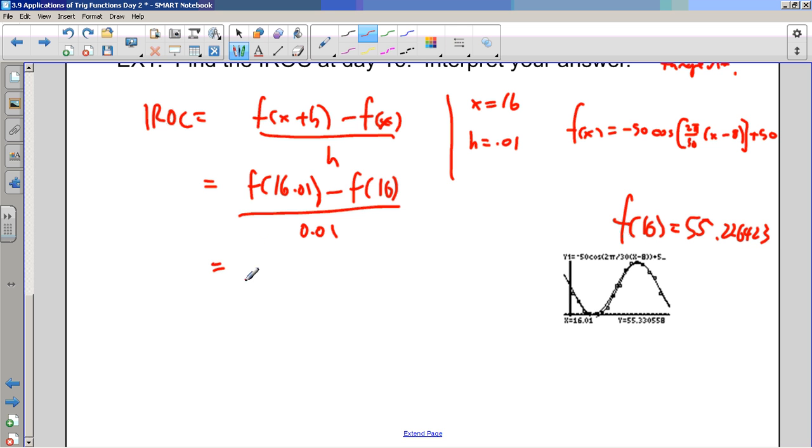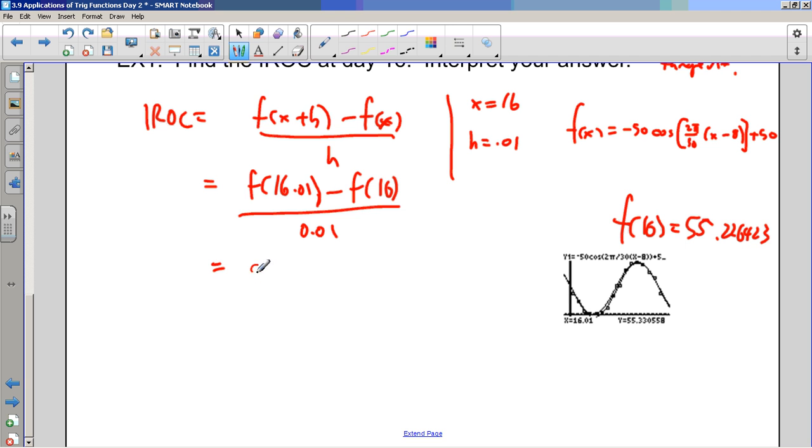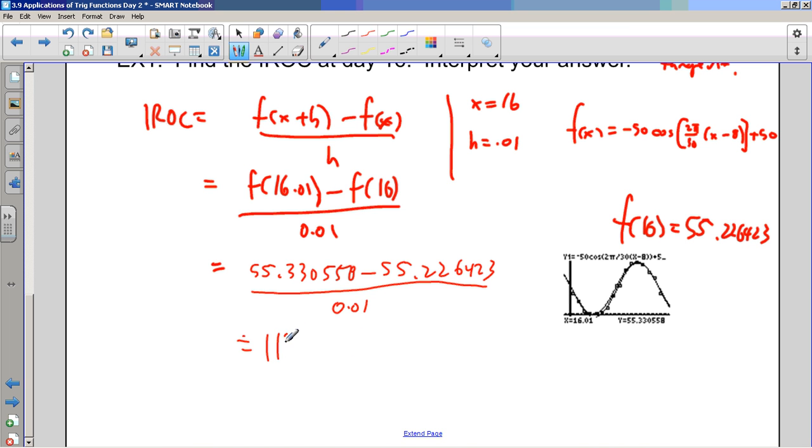And now I can calculate this pretty easily, right? Because I didn't even have to type that into my calculator. I've got all the decimals I want. I'm going to erase that. That's actually kind of a mess. I have 55.330558 subtract 55.226423 all over 0.01. I jam that into a calculator, and I think that's around 11%.